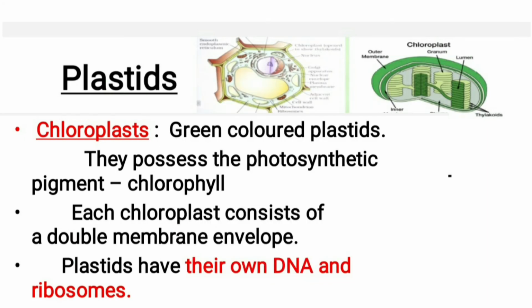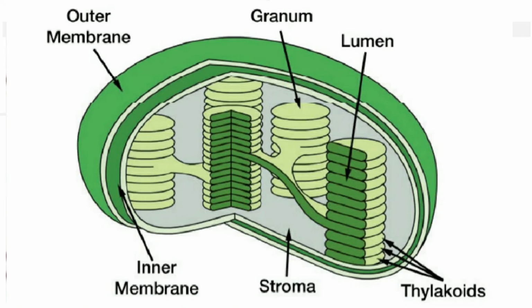Each chloroplast consists of a double membranous envelope. Here, in the structure of the chloroplast, this one is the double membranous envelope. Its internal organization consists of numerous membrane layers embedded in a material called stroma. Inside there are numerous substances. The inner membrane is arranged along the length of the plastid as lamellae.